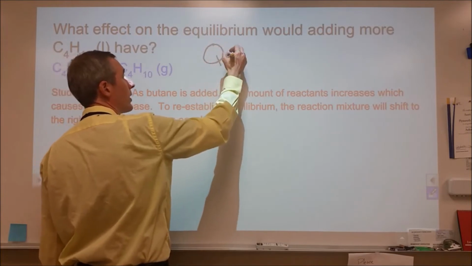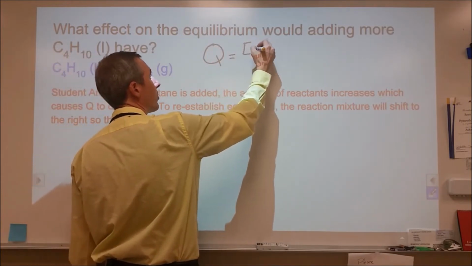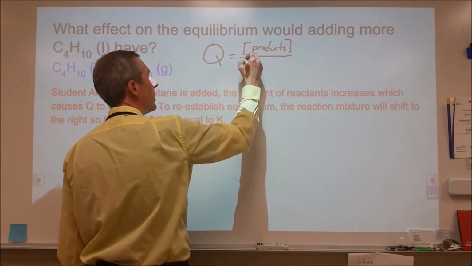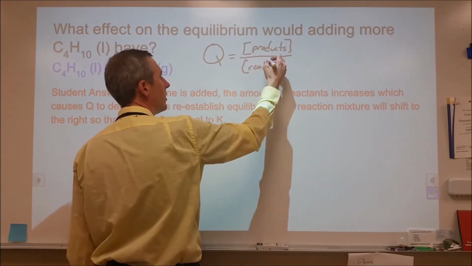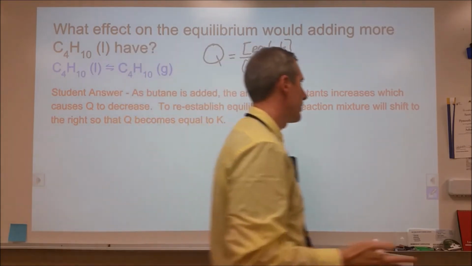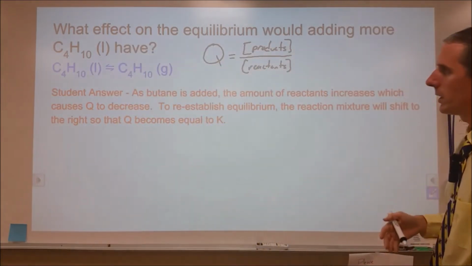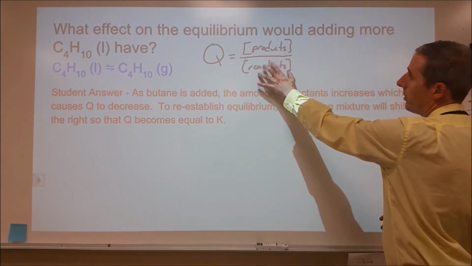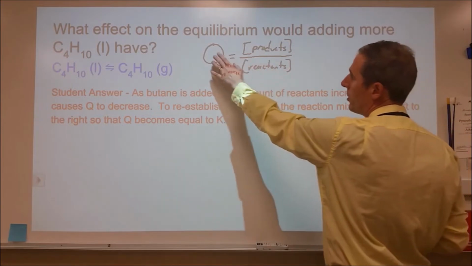They're talking about reaction quotient as the concentration of products compared to the concentration of reactants, with the appropriate exponents from the coefficients and all of that worked in. They give a good answer. They talk about how the reactants go up, and so therefore the value of this goes up. That's in the denominator. Q is going to go down.